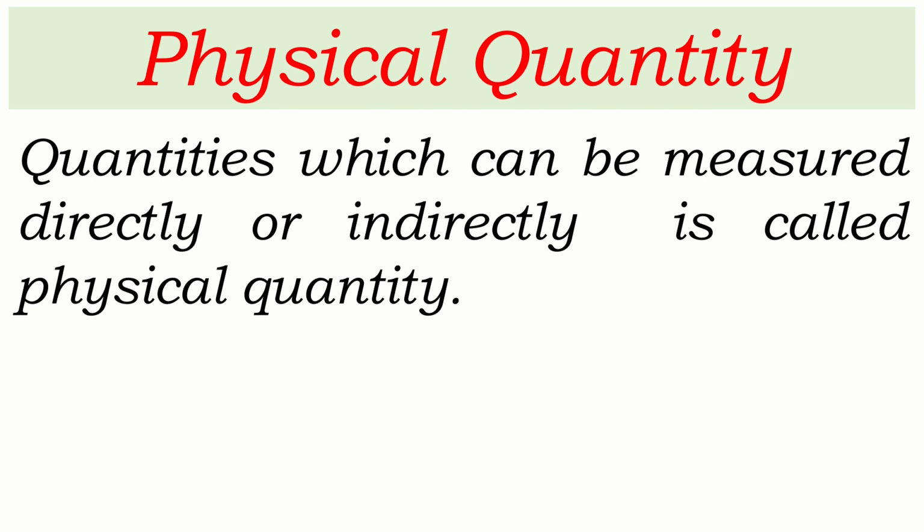But for the area of the floor, we have to measure breadth also, and then we have to use a formula, area equal to length into breadth. Multiplying length and breadth, we get area. This way, area cannot be measured directly. It is indirectly measured by the multiplication of length and breadth. So, some of the physical quantities can be measured directly, some cannot be measured directly, but can be measured indirectly. The quantity which can be measured is called a physical quantity. Now let's talk about the variable.